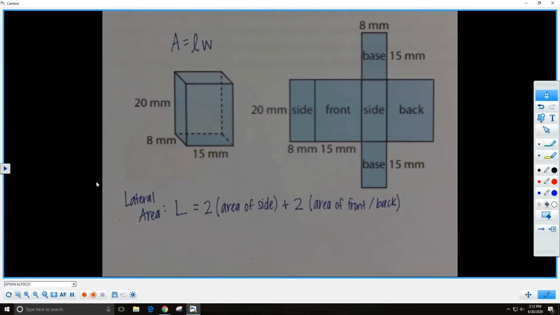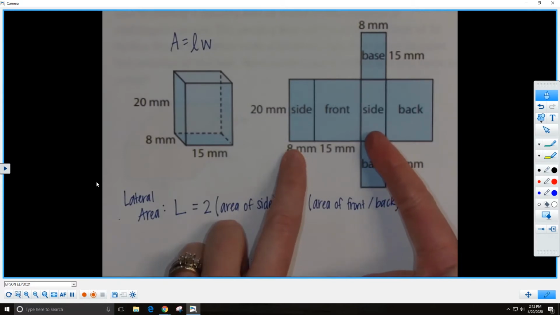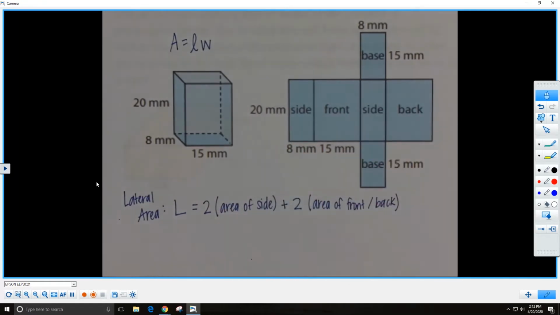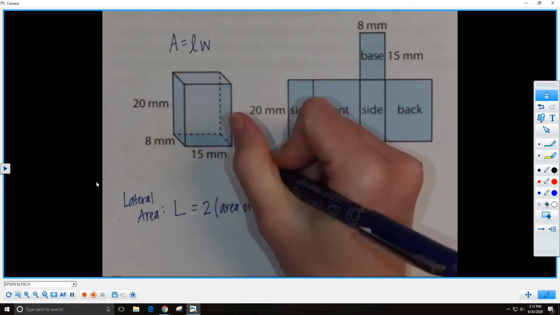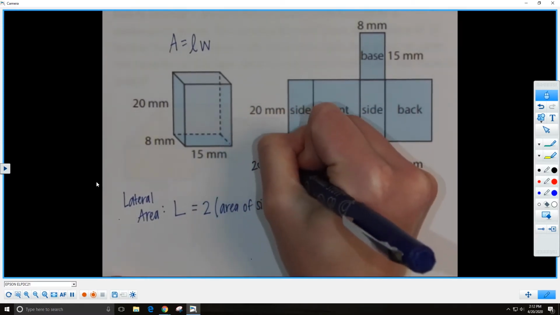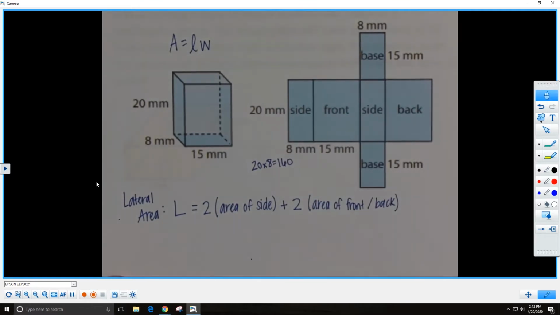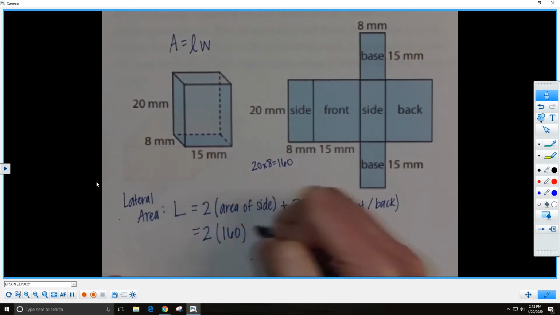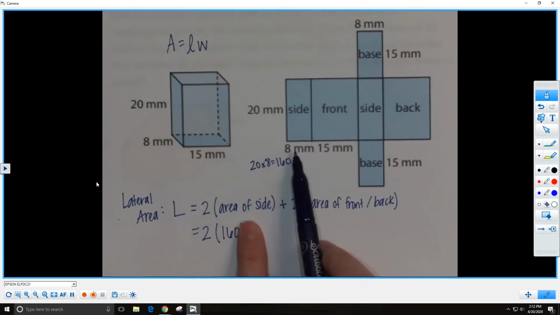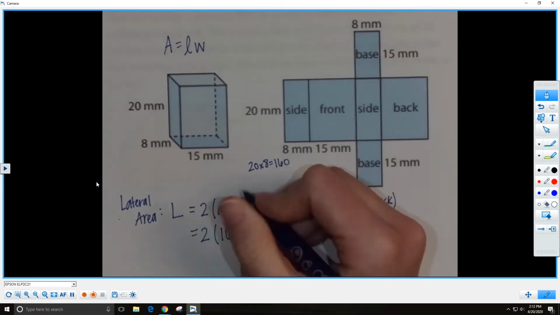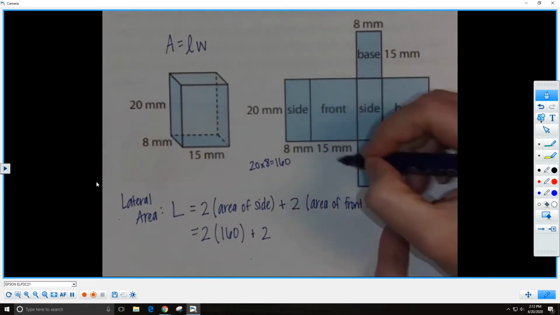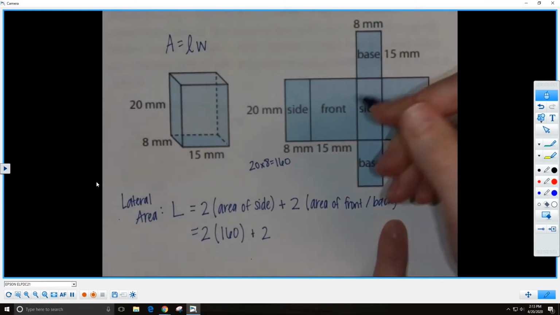So notice that for the sides, their dimensions are 20 by 8, 20 millimeters by 8 millimeters. So if we're going to find the area of one of those sides, it's going to be 20 times 8, which is 160. So to start out the first part of this, we have 2 times the 160 millimeters. The area of one side is 20 times 8, which is 160. We have 2 of those. Okay. Now we need to find the area of the front and the back. So when we look at the front and the back, what are the dimensions of the front and back?